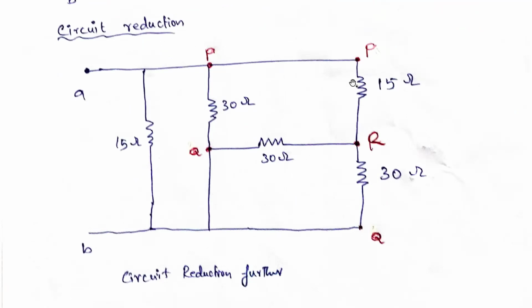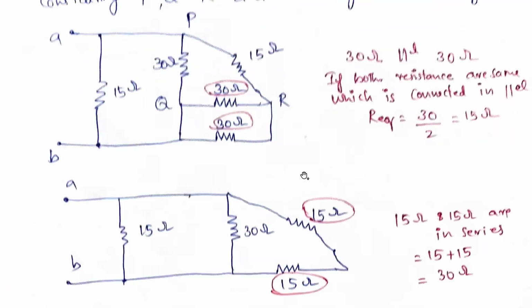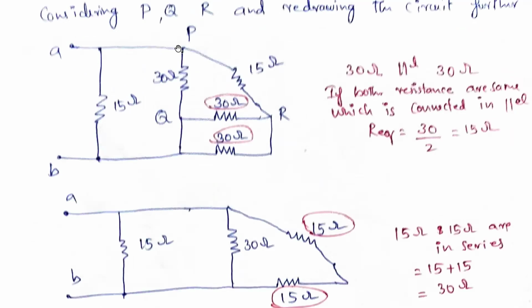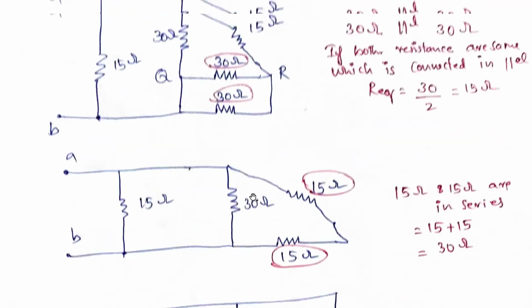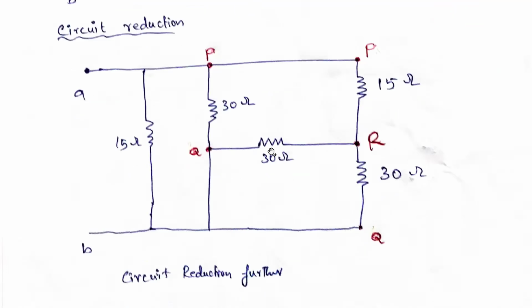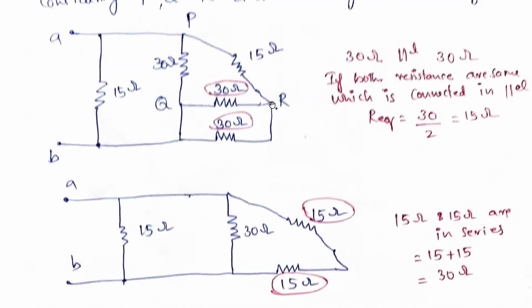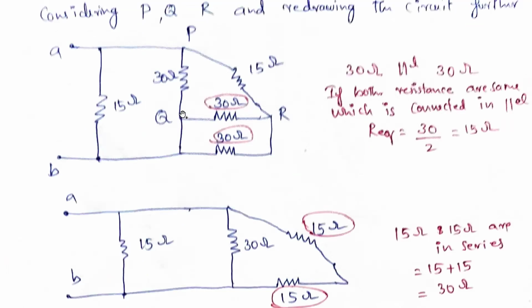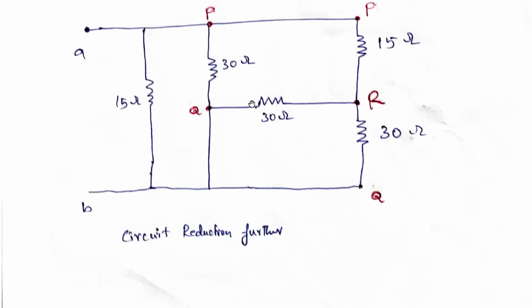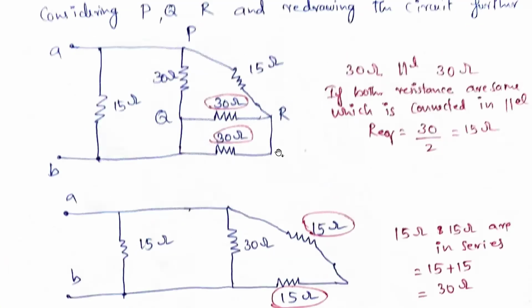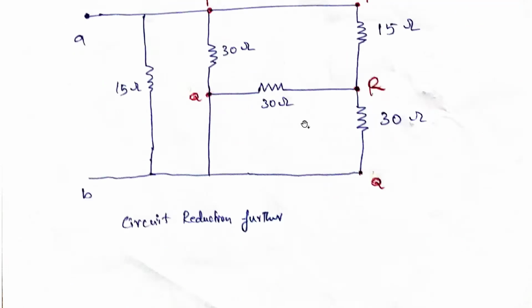P means this 30 and 15 are connected. The 30 and 15 are connected to P, and after 15 it is connected to R. So that you are drawing. 15 is connected to R, this point is R. Across R and Q, that is 30 ohms. If you take this as Q, this is 30 ohms, so that also we are adding over here. Next, this is the same.